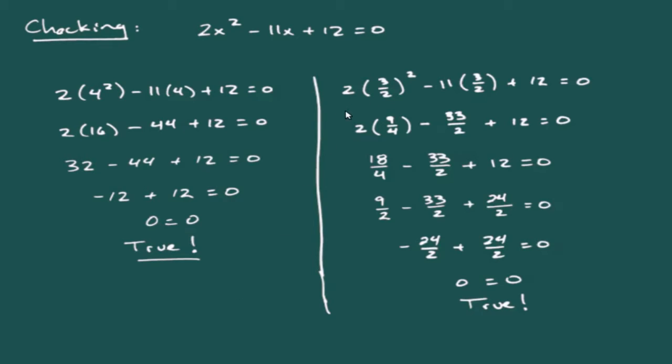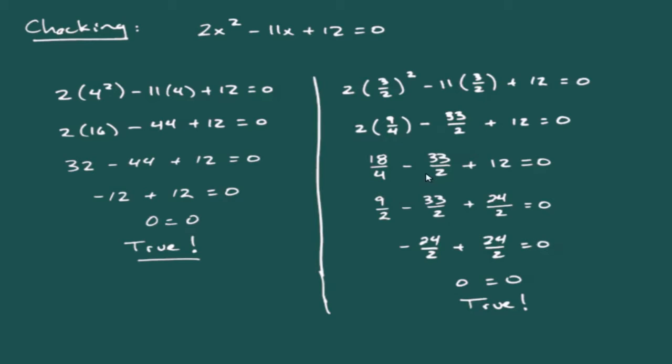For the other root, we plug in 3/2 for x. So we have 2 times 3/2 squared minus 11 times 3/2 plus 12. 3/2 squared gives us 9/4 times 2 is going to give us 18/4. Then 11 times 3/2 gives us 33/2, and then plus our 12.